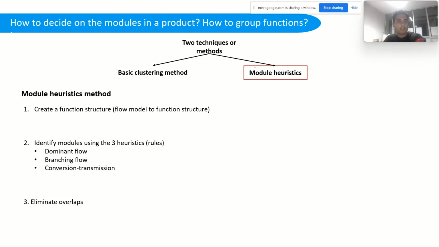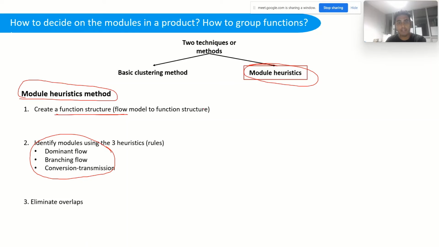Another method for grouping functions to create product modules is known as the module heuristic method. In the module heuristic method, we use some sort of heuristics. The very first step is the same: we create a function structure. Similar to the last example, we create the function structure, and then we try to use certain heuristics. There are mainly three heuristics.